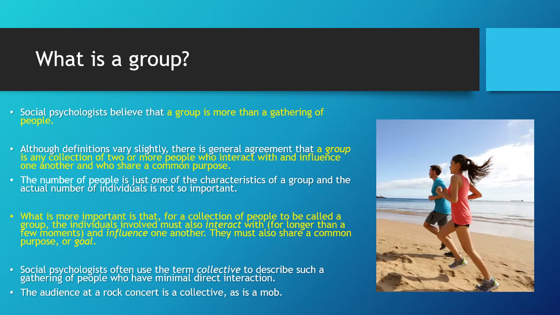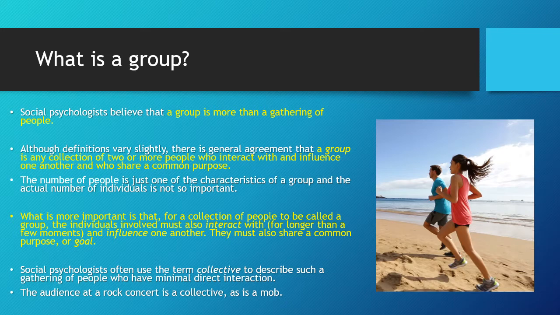So psychologists believe that a group is more than a gathering of people. Although definitions vary slightly, there is generally a general agreement that a group is any collection of two or more people that interact with and influence one another and who share a common purpose. So in a couple of the ones that we've shown before, they had a common purpose, but they didn't interact and they didn't influence one another.